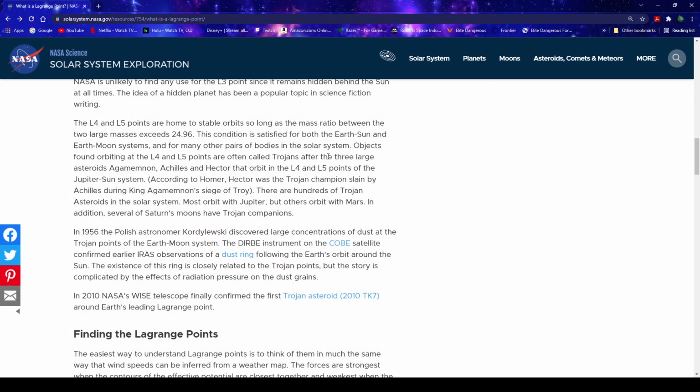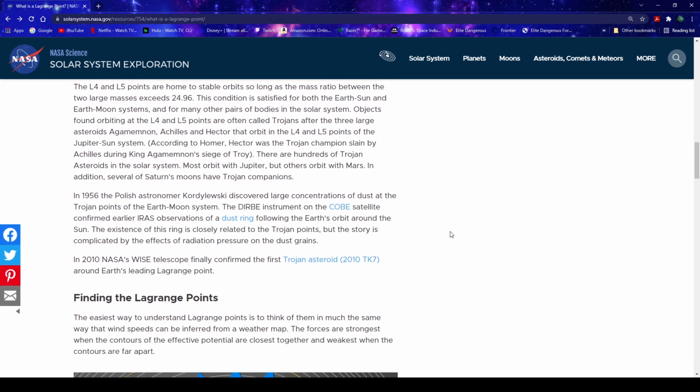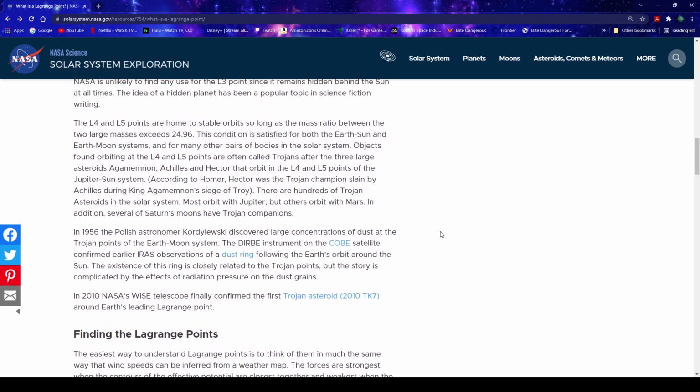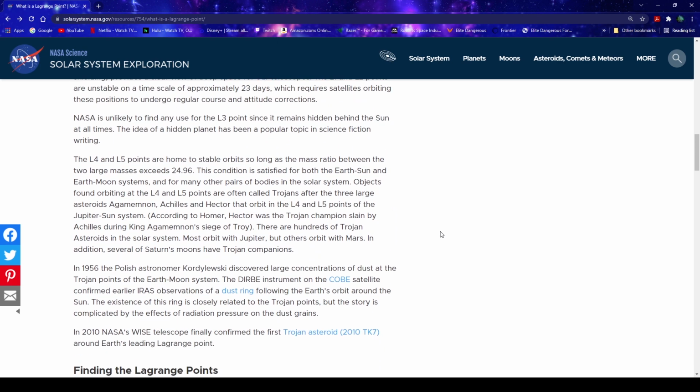So here's a little interesting nugget. Objects found orbiting at the L4 and L5 points are often called Trojans after the 3 large asteroids, Agamemnon, Achilles, and Hector, that orbit in the L4, L5 points of the Jupiter-Sun system. There are hundreds of Trojan asteroids in the solar system. Most orbit with Jupiter, but others orbit with Mars. In addition, several of Saturn's moons have Trojan companions. So you get basically asteroids that settle into that position.